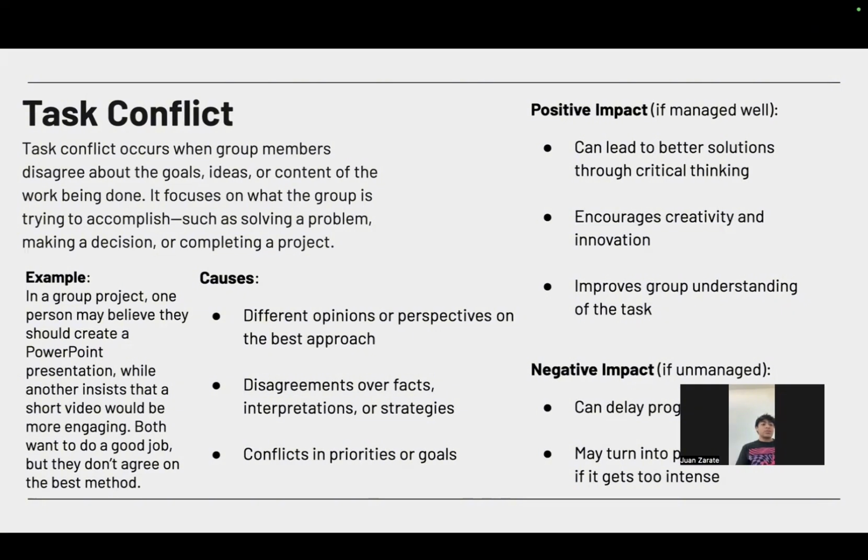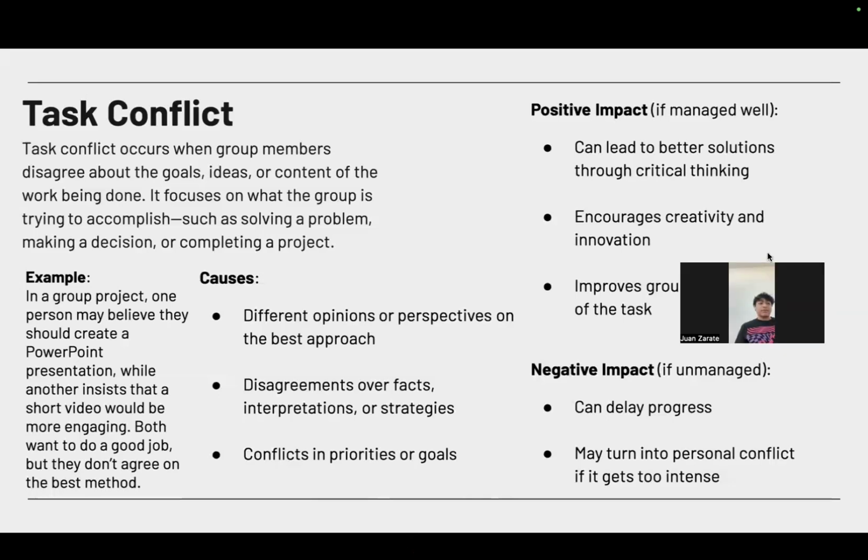Conflicts in priorities or goals is also a reason why task conflicts could occur. Some positive impacts of task conflict is it could lead to better solutions through critical thinking. It encourages creativity and innovation, and it improves the group's understanding of the task. Negative impacts, if unmanaged, it can delay progress and may turn into a personal conflict.